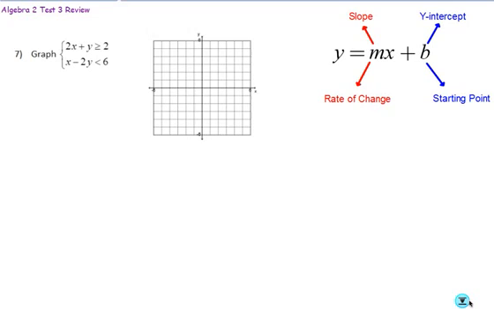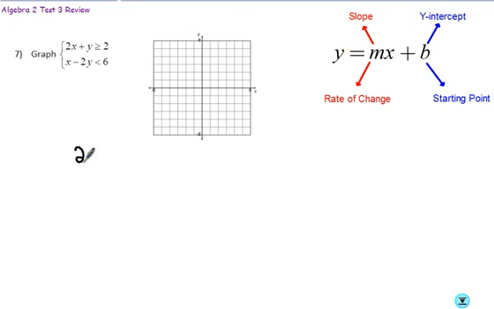Alright, so for number 7, no word problem here, nothing too tricky, it's just straight up graph it. Now to graph, we want it to be in slope-intercept form. Slope-intercept form is where the y is by itself, everything else over to the right side. These two are not in slope-intercept form. That's alright, we just have to rewrite it.